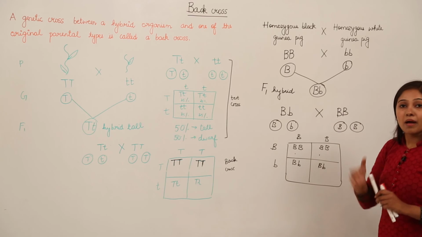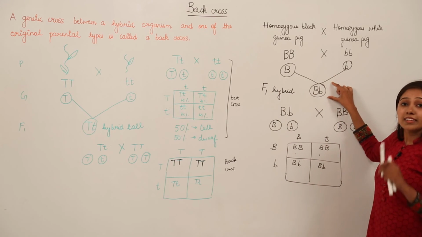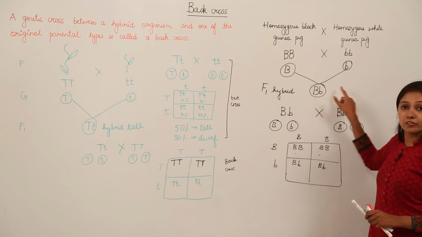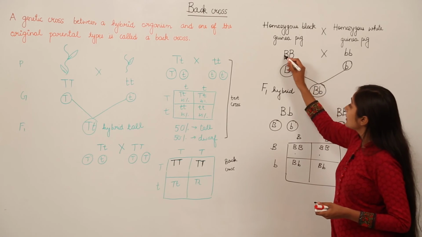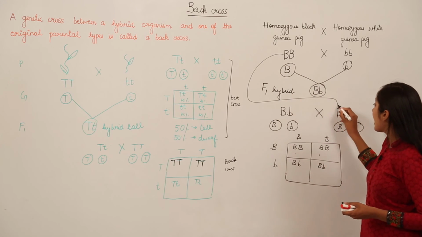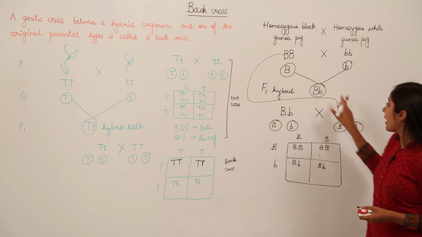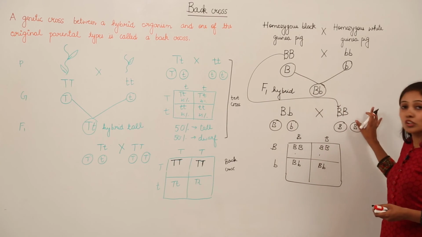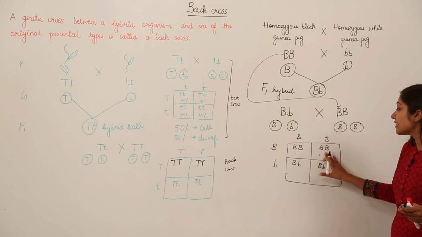So remember, a back cross is a genetic cross between a hybrid organism that we get from the first filial generation and one of the parents. So here we have this parent. We have crossed the first filial generation hybrid with one of the parents, and when we had this cross, we got some extraordinary results. We got pure breeding varieties.